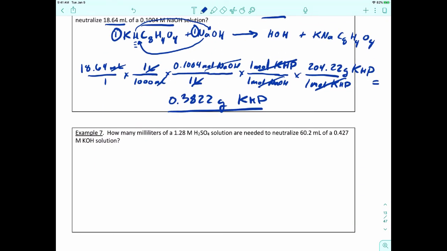Here's our next question. How many milliliters of a 1.28 molar H2SO4 solution are needed to neutralize 60.2 milliliters of a 0.427 molar KOH solution? Again, the same thing as with the last problem: we have to get a chemical equation before we do anything else. So let's try that first. We know we have H2SO4, and we're reacting this with KOH.